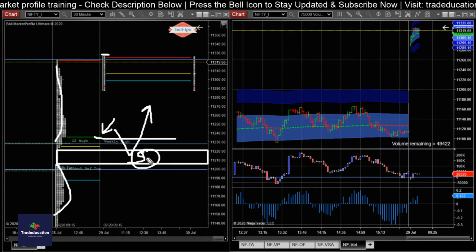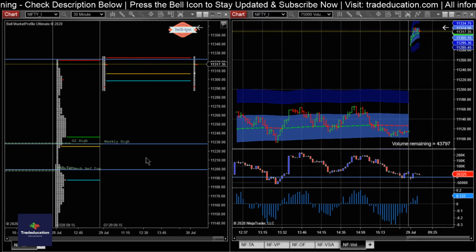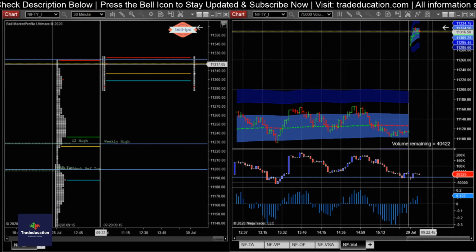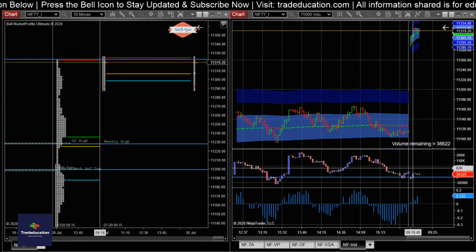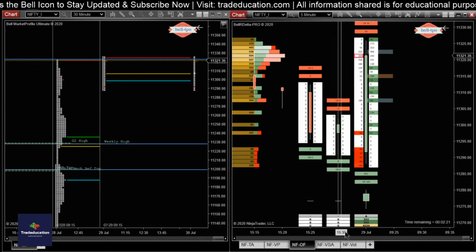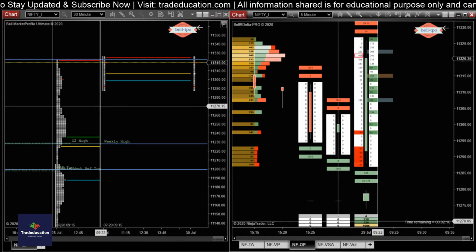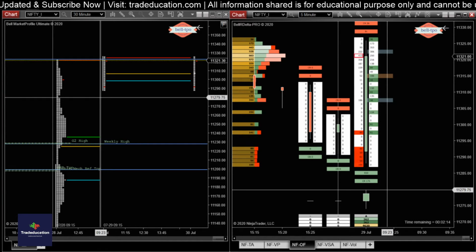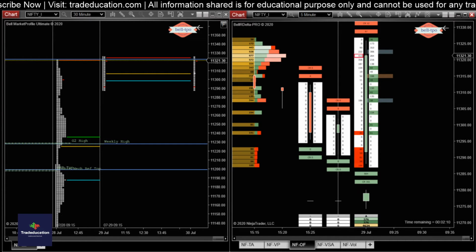Okay, so this is the current auction which I'm looking at. If you see, right now it is just tagging around the VWAP. The delta is turning, cumulative delta is turning. So around 4,000 contracts traded. Yesterday there were 5,000. So let's see whether we get more than 5,000 contracts today or not.